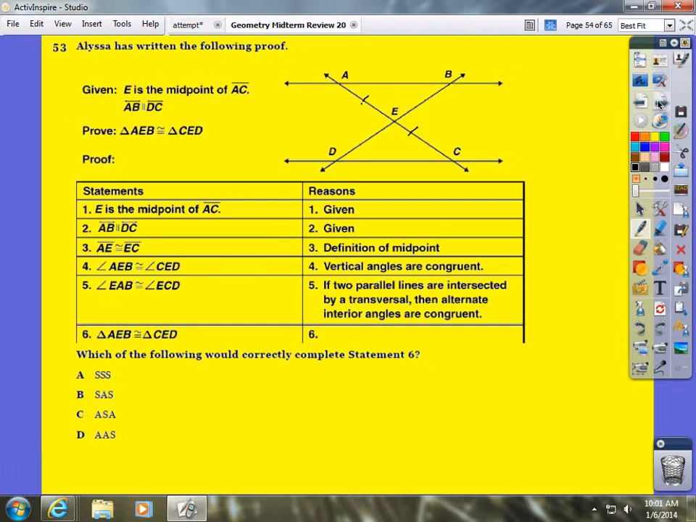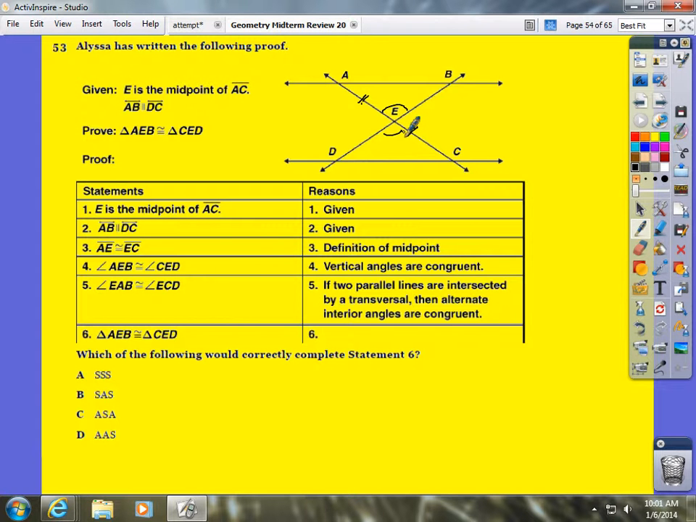Alyssa has the following proof. E is the midpoint of AC, which means AE equals EC. AB is parallel to DC, that's given. AE equals EC, that's definition of midpoint. Angle AEB equals angle CED. Those are vertical angles, which are congruent.